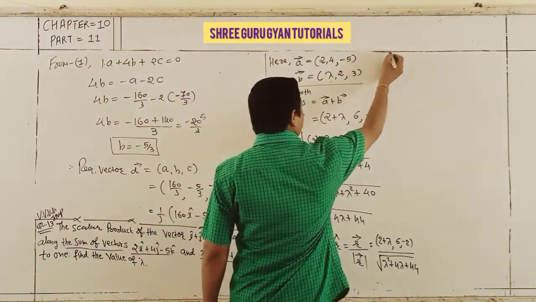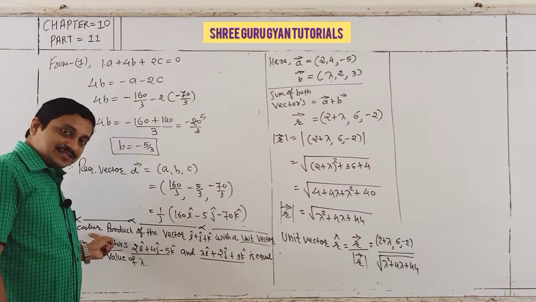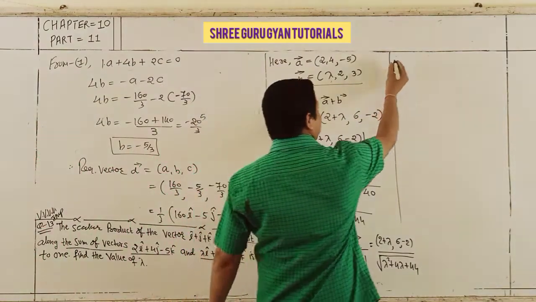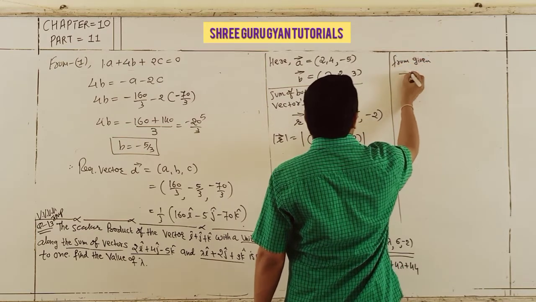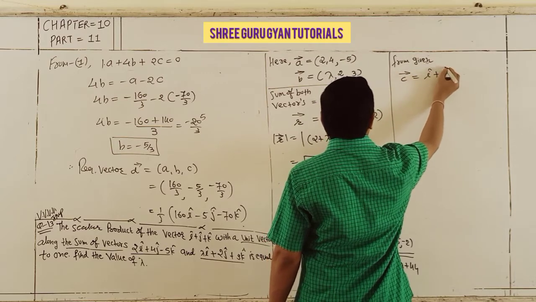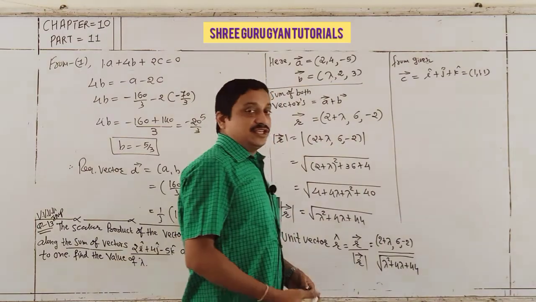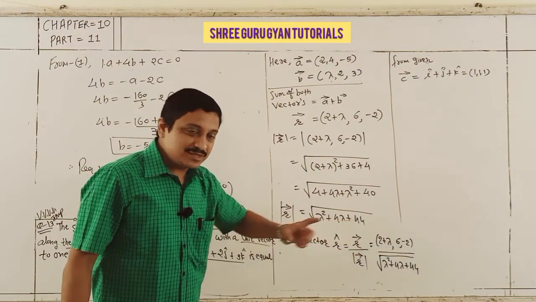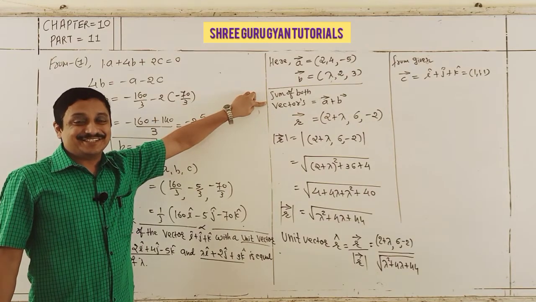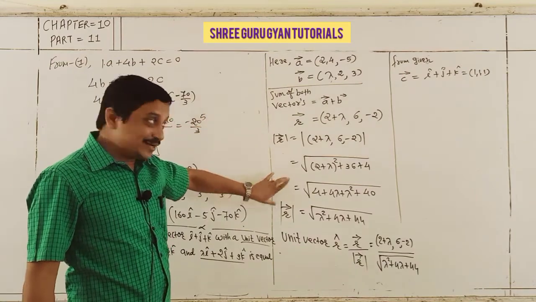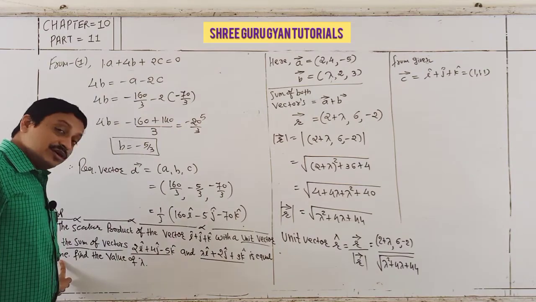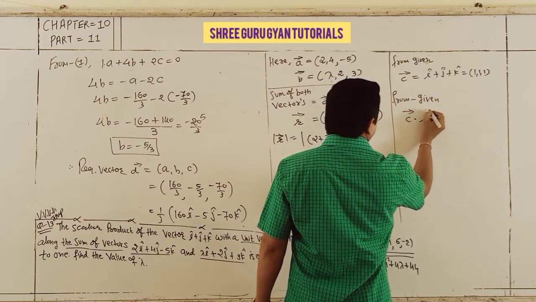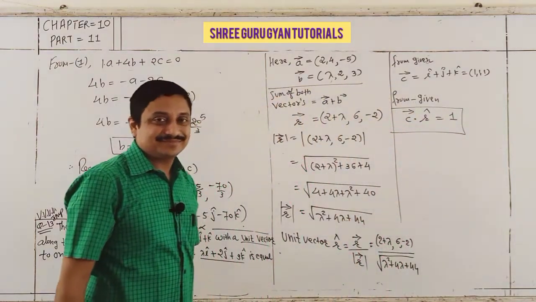Now students, read your question one more time. The question is the scalar product, meaning dot product, of the vector i plus j plus k. I assume this vector is C, which is (1, 1, 1). The dot product of C with the unit vector, which comes from the sum of both vectors, is equal to the given 1. So from the given statement, C dot R cap is 1.